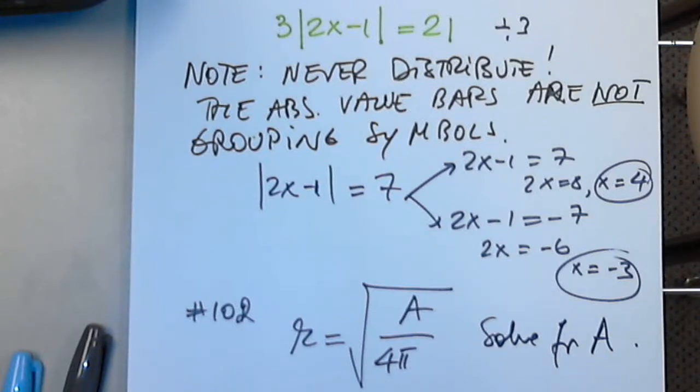R is not the variable. 4 pi is a number. A is the variable. And now, of course, I'm going to ask you what type of equation is this?